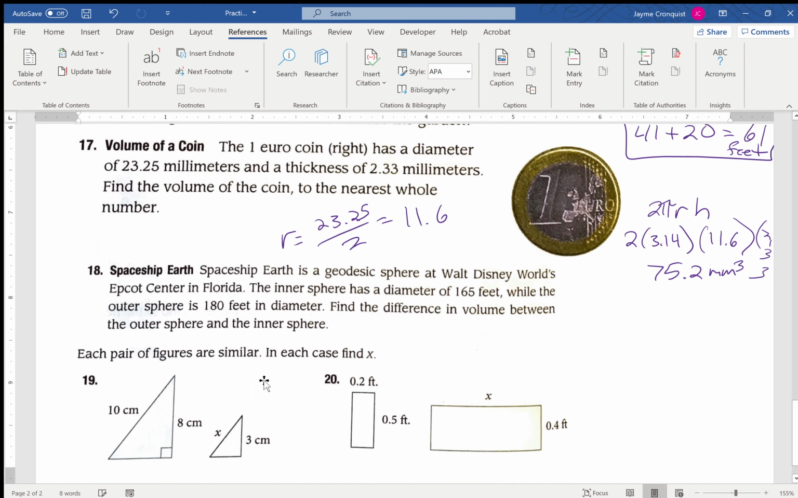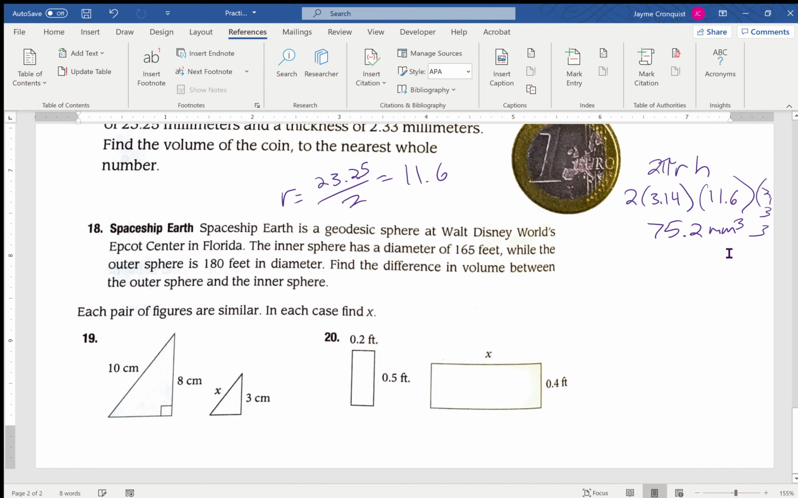All right, number 18. Spaceship Earth has a geodesic sphere at Walt Disney World's Epcot Center in Florida. The inner sphere has a diameter of 165 feet. That was just my son's ringtone, the TARDIS. Okay. The inner sphere has a diameter of 165 feet, while the outer sphere has 180 feet. Find the difference in volume.